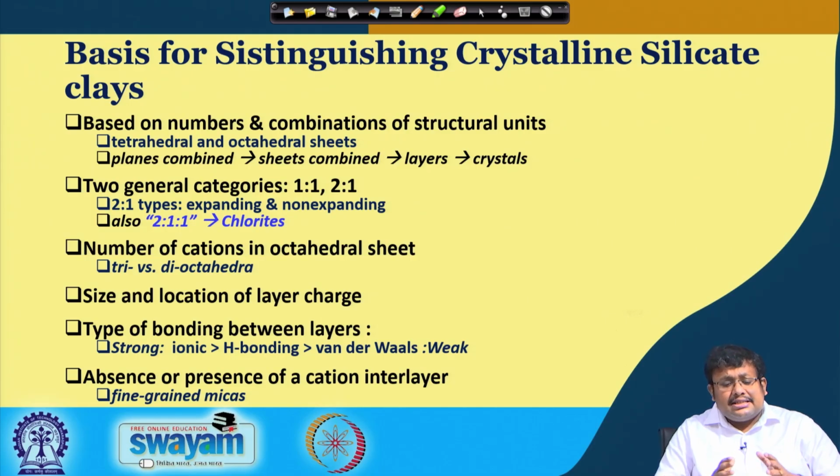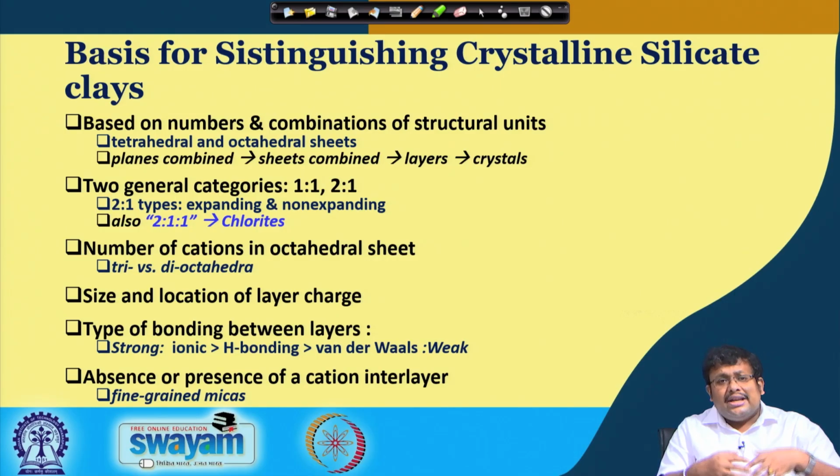So, what are the basics of distinguishing crystalline silicate clays? There are several criteria based on which we can distinguish different types of crystalline silicate clays: the number and combination of structural units, that means tetrahedral and octahedral sheets, planes combined, sheets combined, layers and crystal, which we have seen just now. And then there are two different general categories, 1:1 and 2:1. There is an intermediate category also, known as 2:1:1 or 2:2. Example is chlorite, we will see it in our lecture.